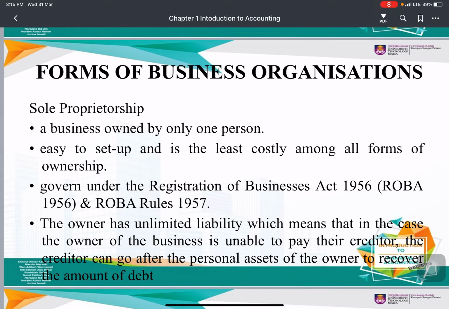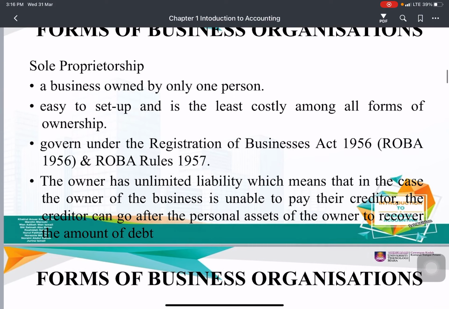So we move on to number 1, which is sole proprietorship. What is a sole proprietorship? This business is only owned by one person, a single person. It is easy to set up. Only one person can manage and set up the business, and it is the least costly among all forms of business. It's very cheap to run and register. How to register? We are governed under the Registration of Business Act 1956 and ROBA Rules 1957.